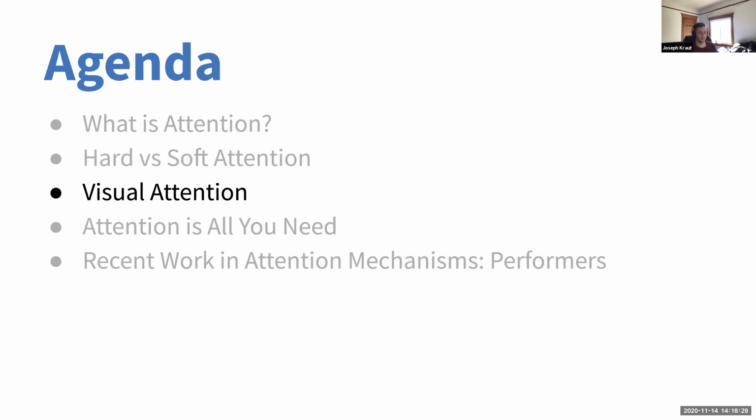Before we move into the actual specifics of certain attention mechanisms in deep learning, does anyone have any questions about hard or soft attention, attention in general?